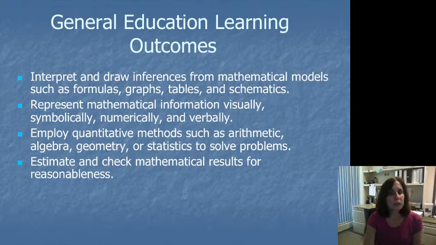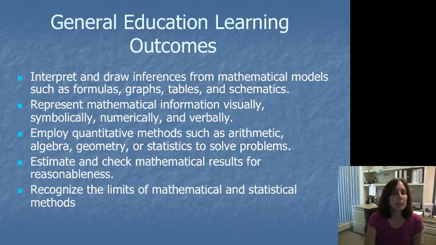And estimate and check mathematical results for reasonableness. And this is really awesome too, because a lot of times you'll get like this huge number and you'll be like, I don't know whether that's reasonable or not. We're going to look at how to do that. And last but not least, recognize the limits of mathematical and statistical methods. And we're going to do that mostly up front at the beginning of the course and a little at the end when we talk about voting methods and how things don't always work out the way we want them to.